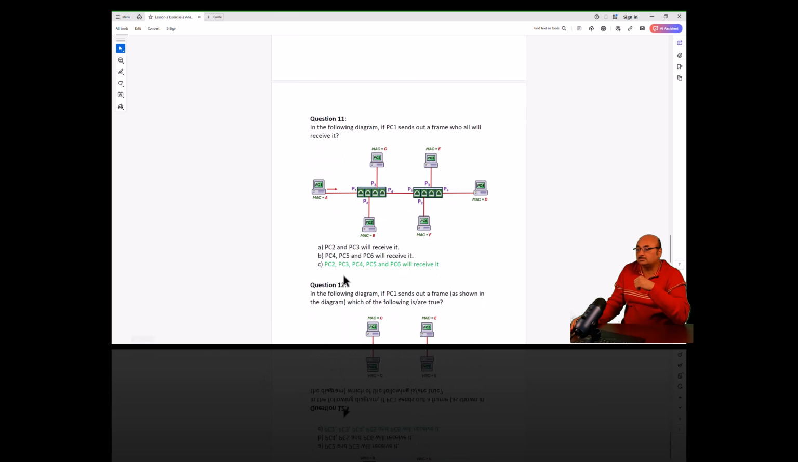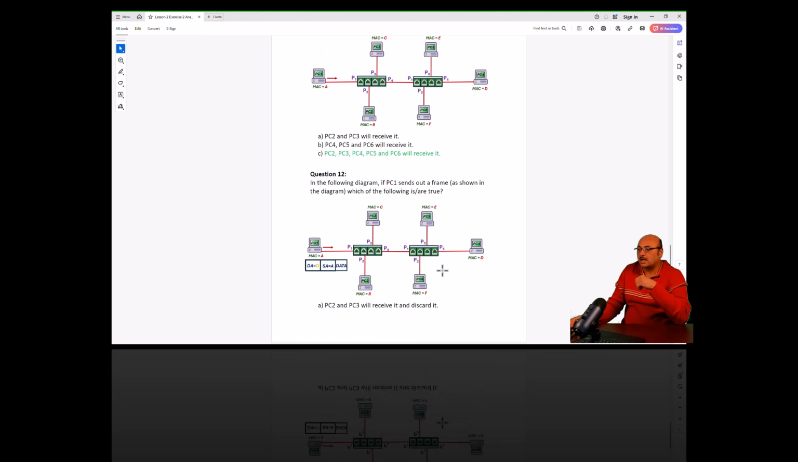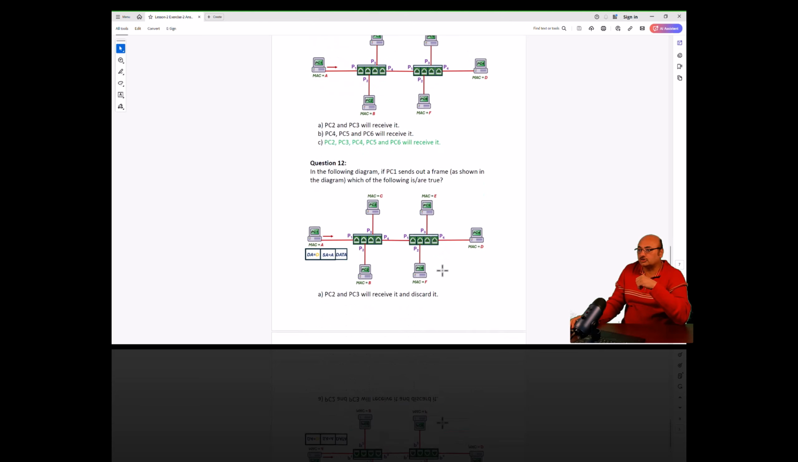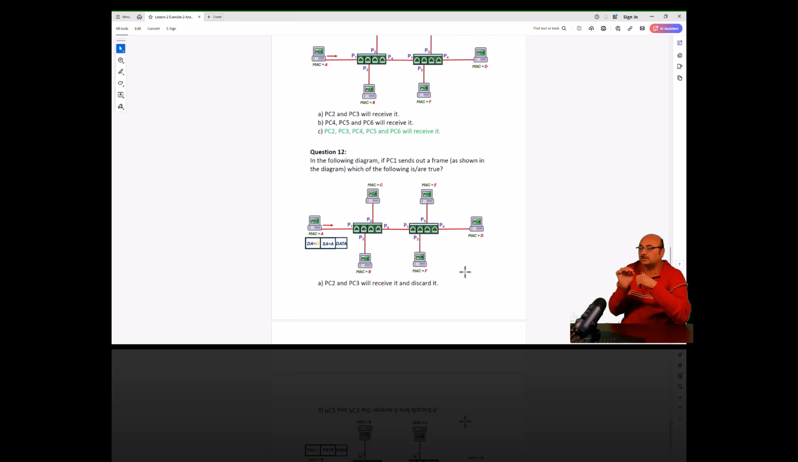Alright, so in this case, PC2, PC3, PC4, PC5 and PC6 will receive it. That means all the remaining 5 PCs will receive it. And now the question is, in the following diagram, PC1 sends out a frame as shown in diagram. Which of the following is true?